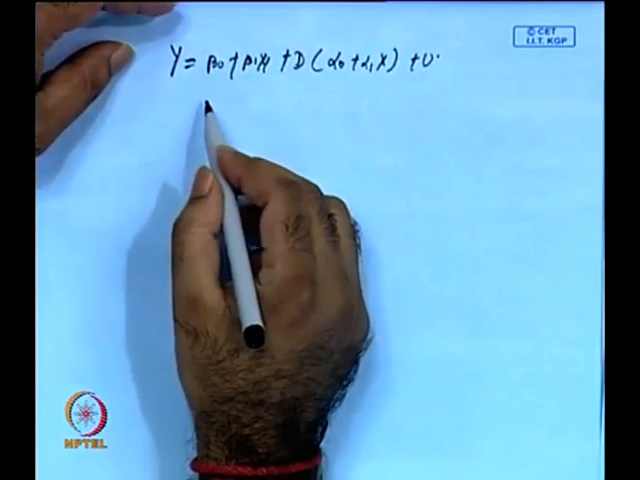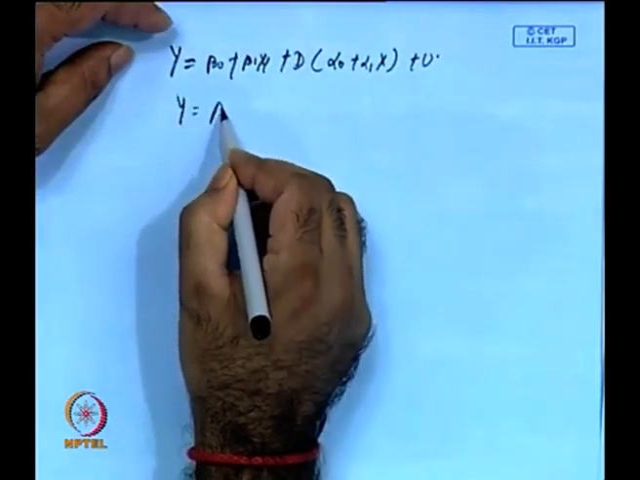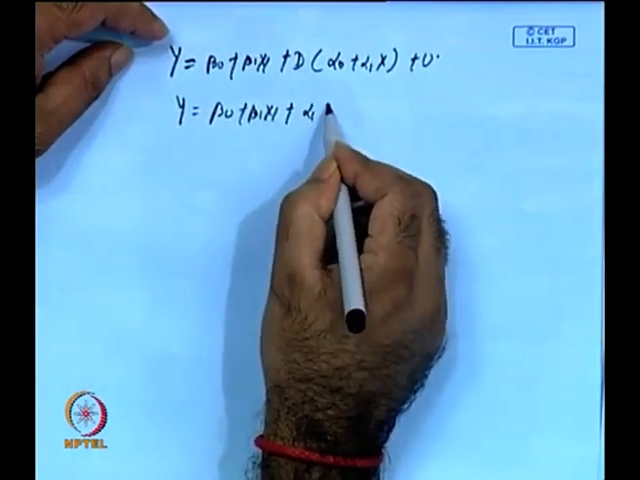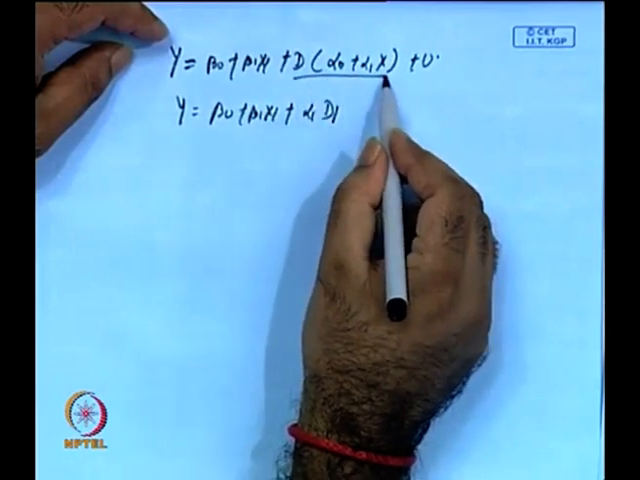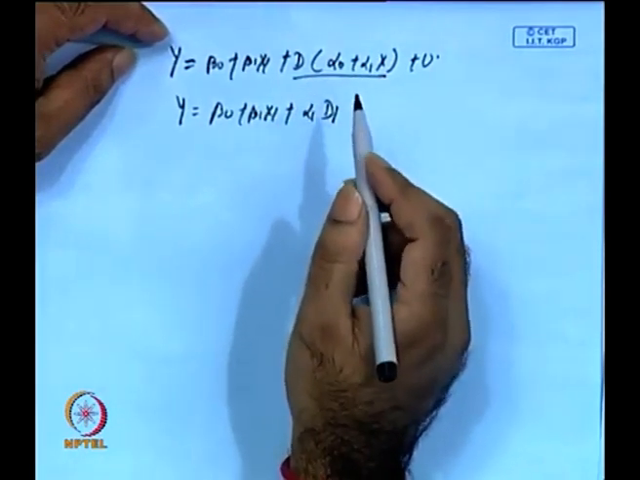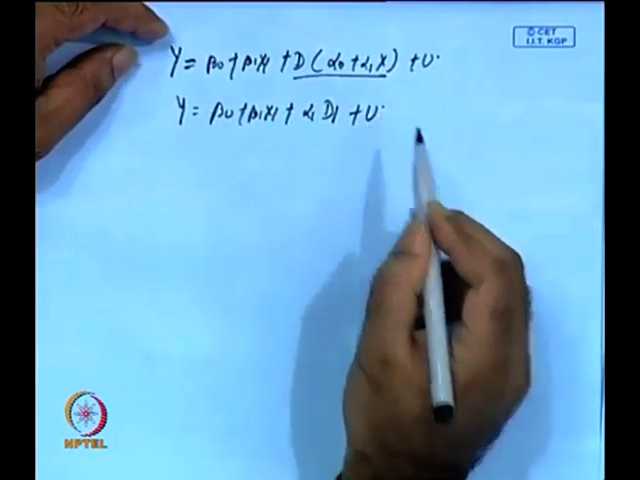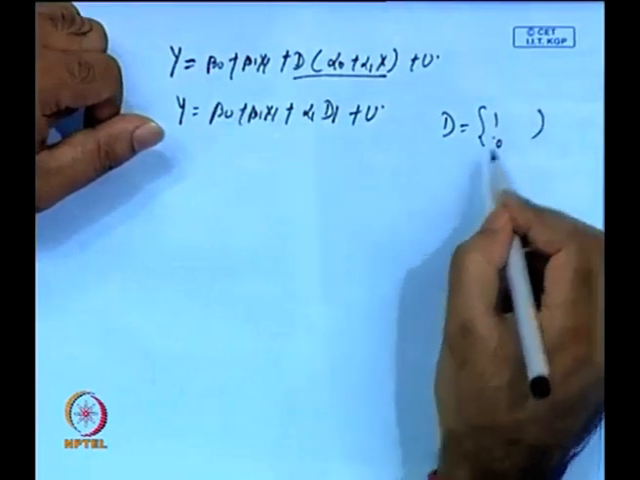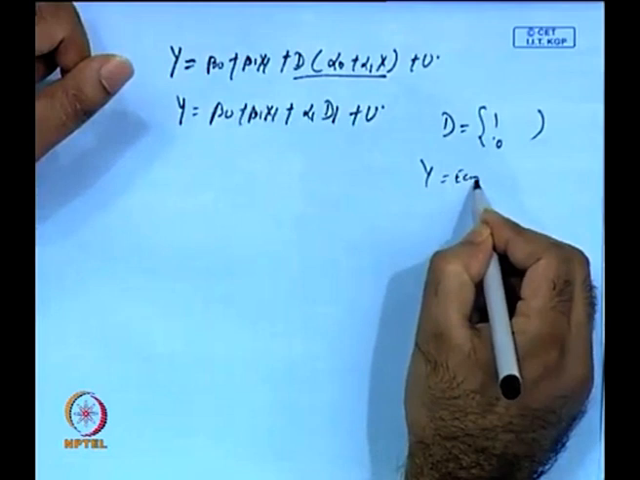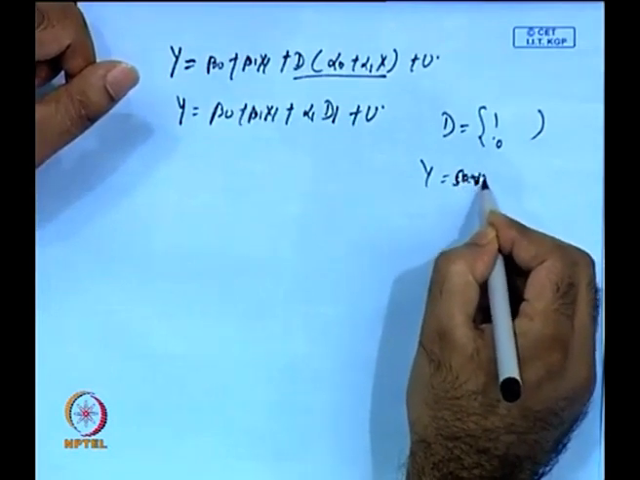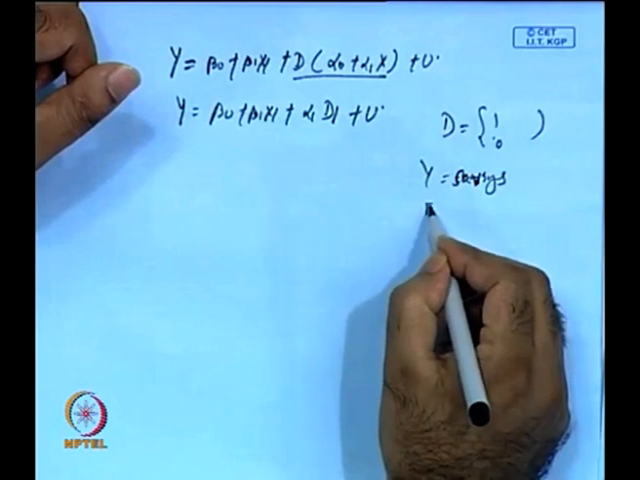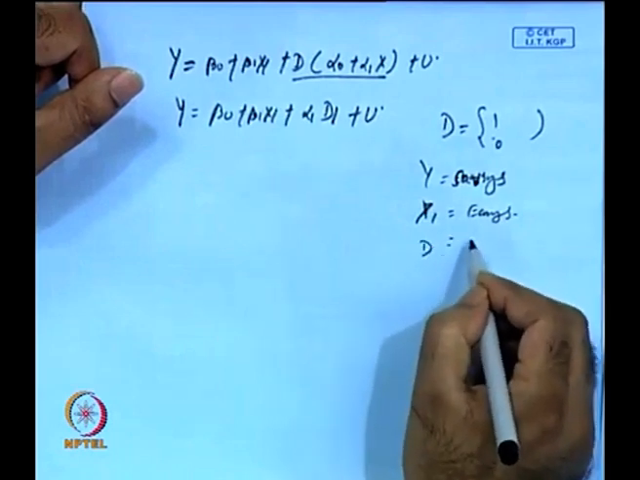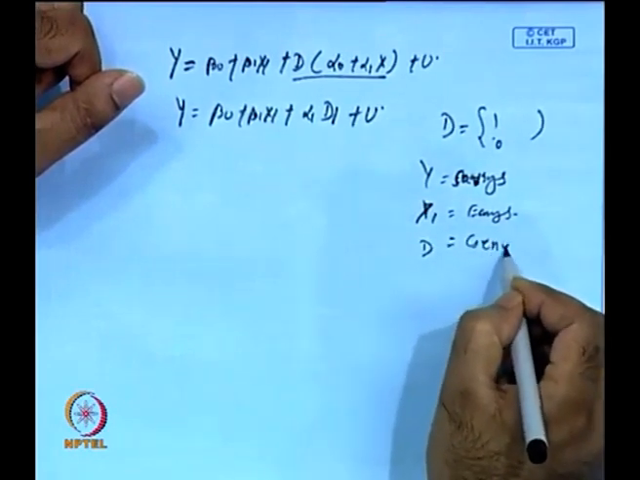We have written the first format as beta 0 plus beta 1 X1 plus gamma 1 D1. Now I am putting it this way. So this is another type of model which is used as a dummy. Now here D is recognized as 1 and 0, Y is the savings and X1 is the earnings, and D is the gender.